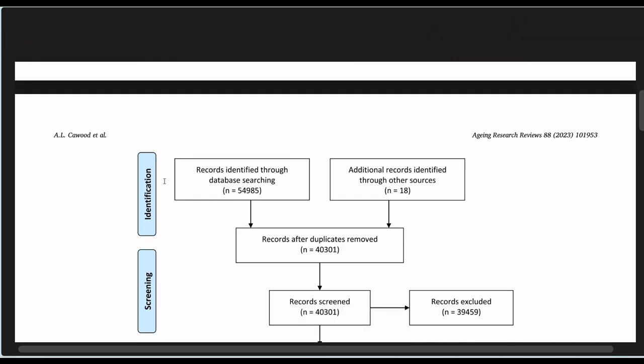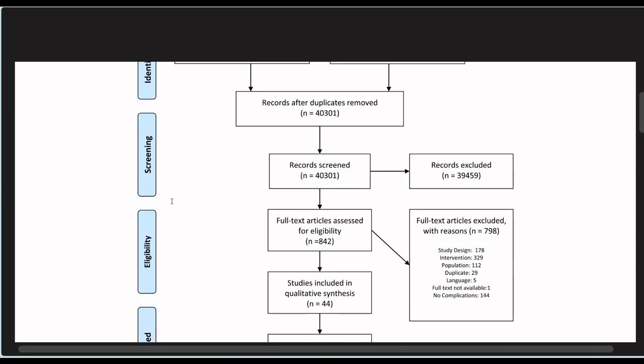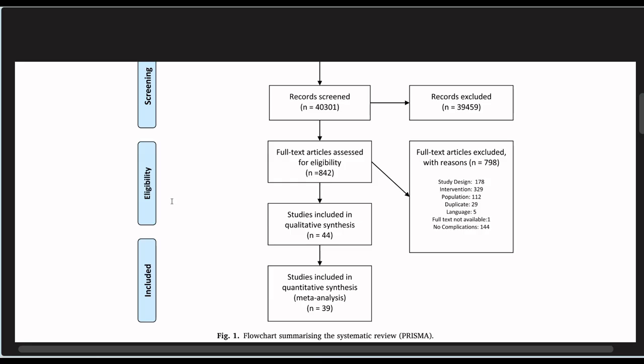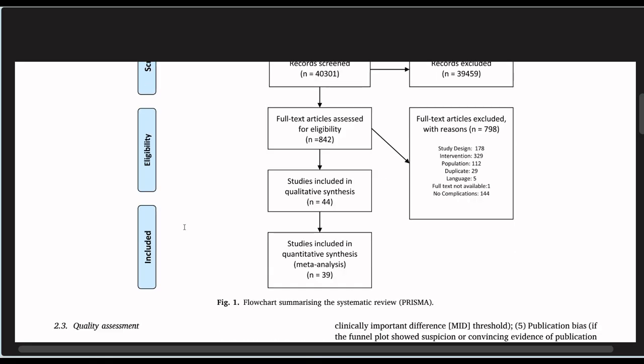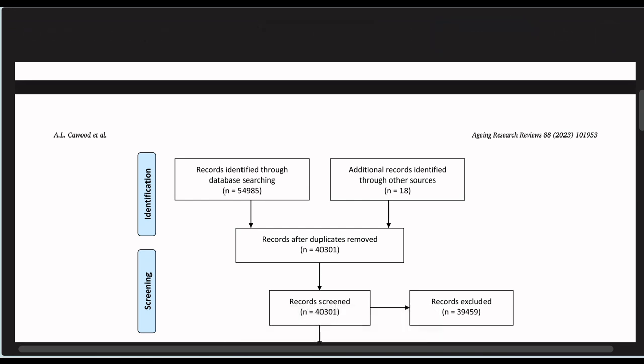The first one is the identification level. The second level is the screening level. The third level is the eligibility level. And the fourth one is the included level. So what do you do at each stage? Remember, what we are talking about now is screening. Screening happens after you have identified those studies.